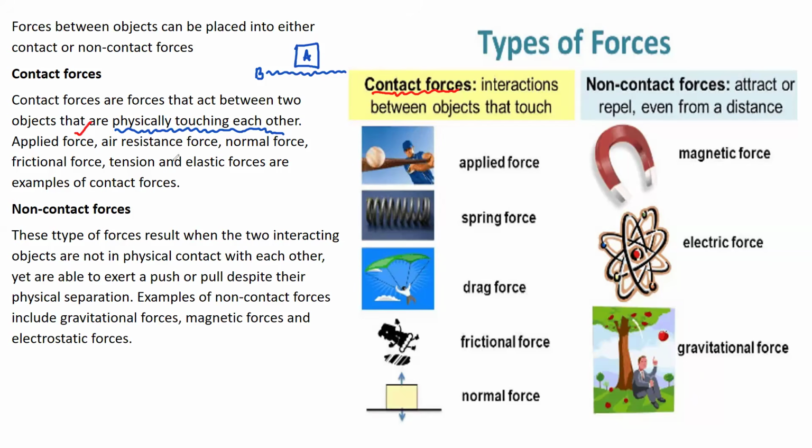Applied force is an example, and I did put a diagram here. This is baseball. There is the ball itself. There is the bat, and then the baseball guy is applying a force on that particular ball. So there is contact between the bat and the ball. So it's a contact force, applied force.